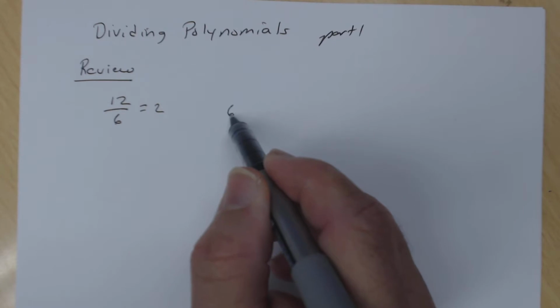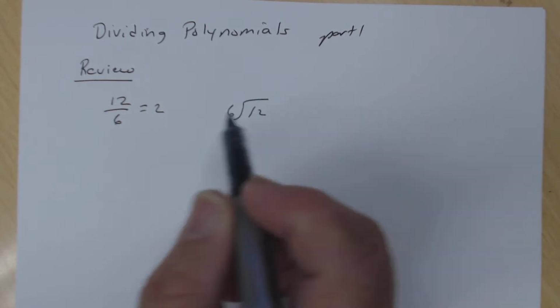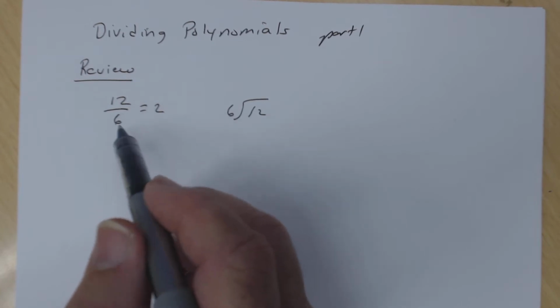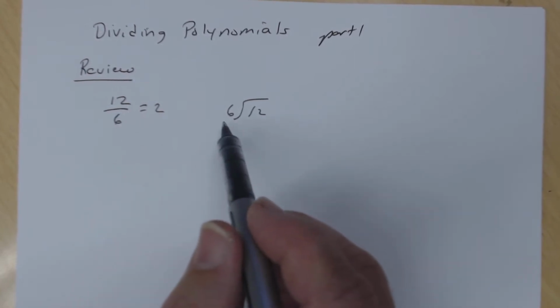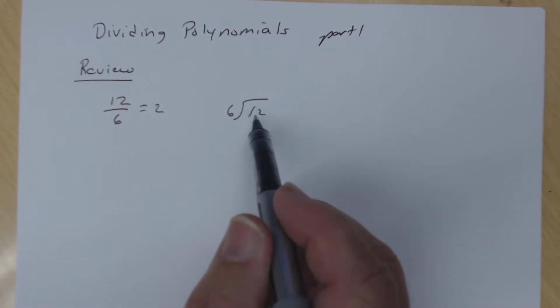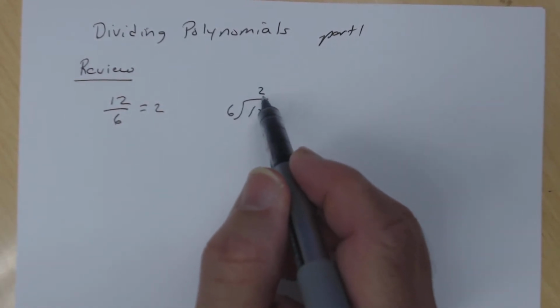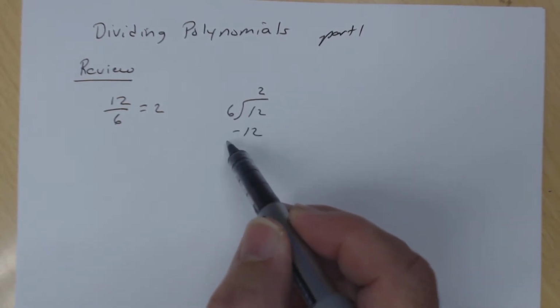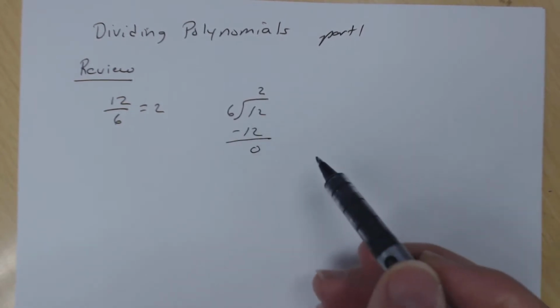So if I say 6 divided into 12, remember 12 divided by 6 is the same thing as saying 6 divided into 12. And so 6 divided into 12 is 2. Remember, I'm doing long division. 2 times 6 is 12, and remember, you subtract. 12 minus 12 is 0.